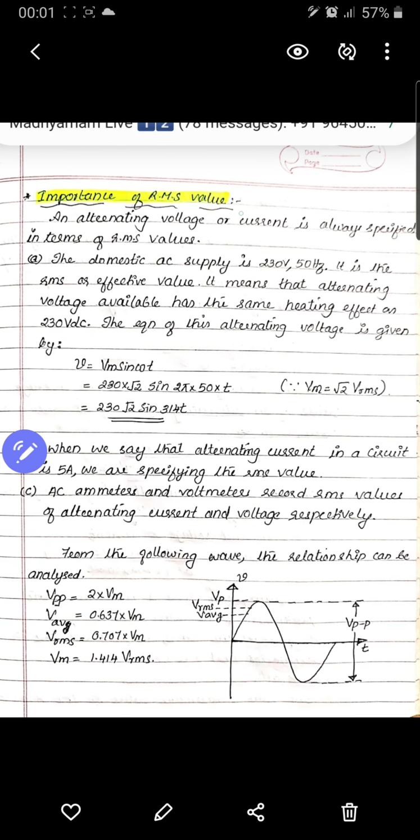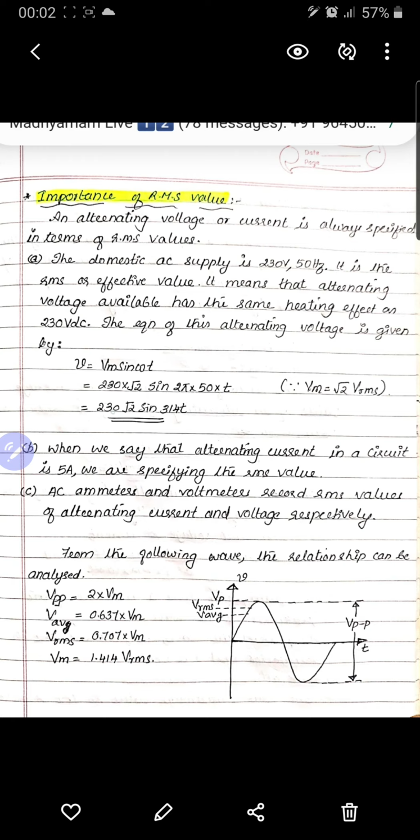Okay. Then importance of RMS value. An alternating voltage or current is always specified in terms of RMS value. That is the main thing. If we are telling that we have 230 volt in our house system, it is an RMS value. That is, the domestic AC supplies 230 volt at 50 Hz. It is the RMS or effective value. It means that the available alternating voltage has the same heating effect as 230 volt DC.